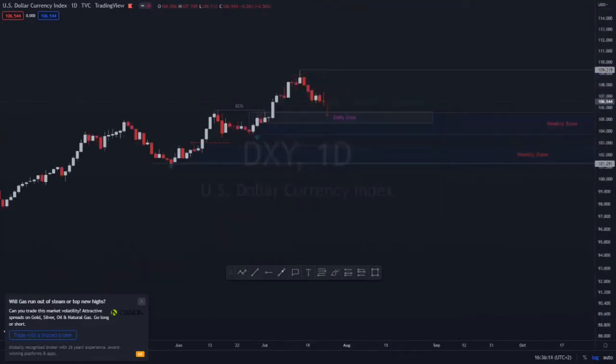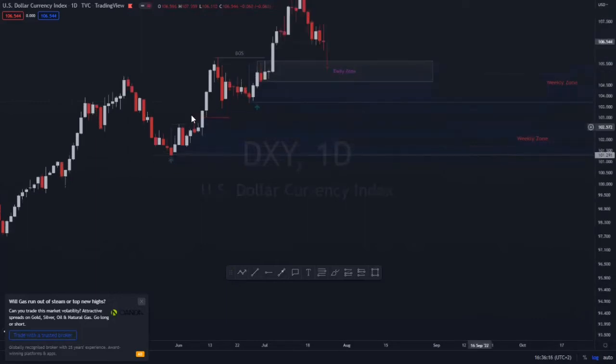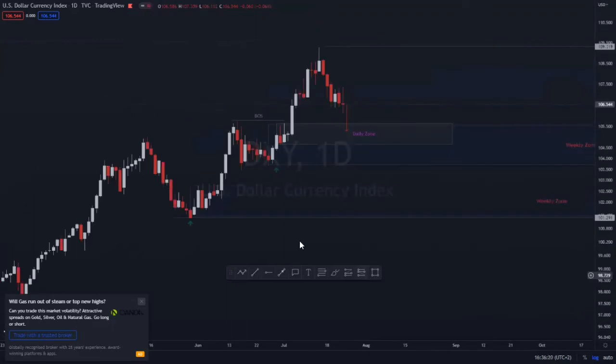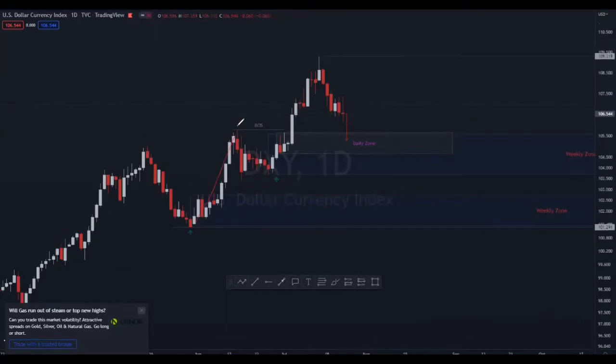Now, on the daily, we have a pretty clear structure over here, right? The market has been creating this uptrend over here, and this being a high. Now, this high over here can be considered an area of liquidity, meaning if we were to take a trade, this will be our first take profit.